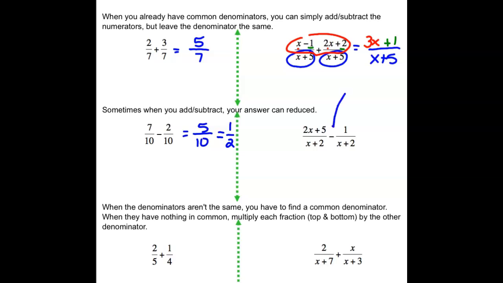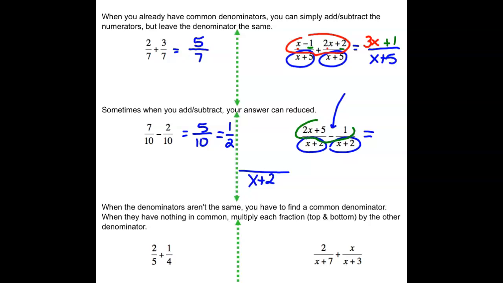Now, with subtraction, you have to be very careful because you're subtracting everything in that second fraction. Our denominators are the same. We have an x plus 2, so we're going to keep that x plus 2. We're going to look at the numerators. We have a 2x plus 5. We're subtracting a 1, so we end up with 2x plus 4.